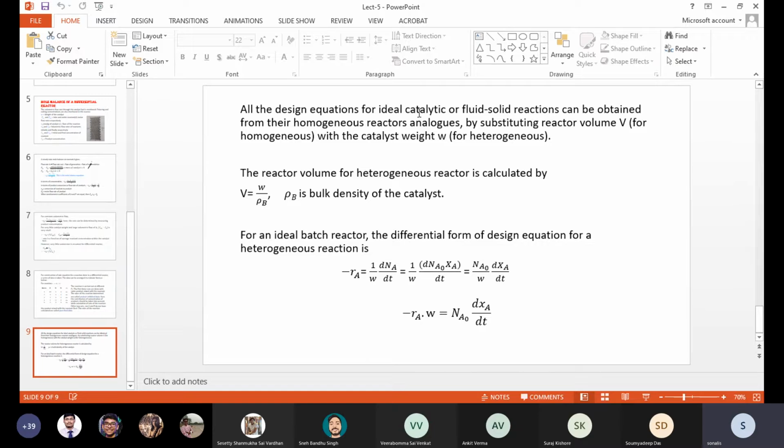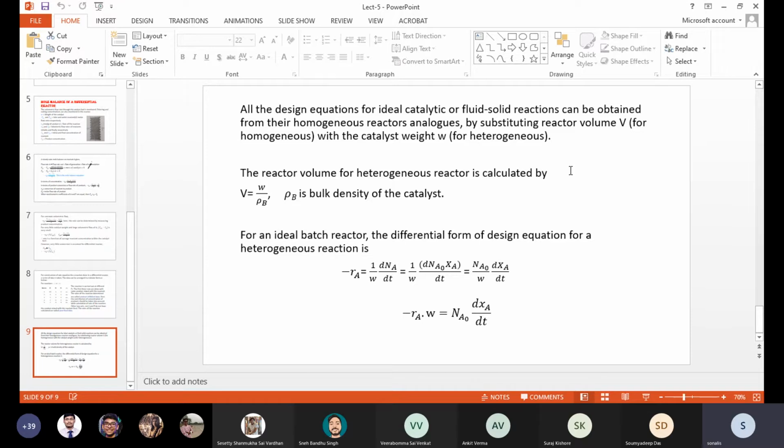All the design equations for ideal catalytic or fluid solid reactions can be obtained from their homogeneous reactor analogues. Actually, for the solid catalytic reaction, you understand that we cannot construct a rate of the reaction expression very confidently, because many things are happening in different steps of a solid catalytic reaction. We cannot write it with confidence what we can write for the homogeneous reactions.